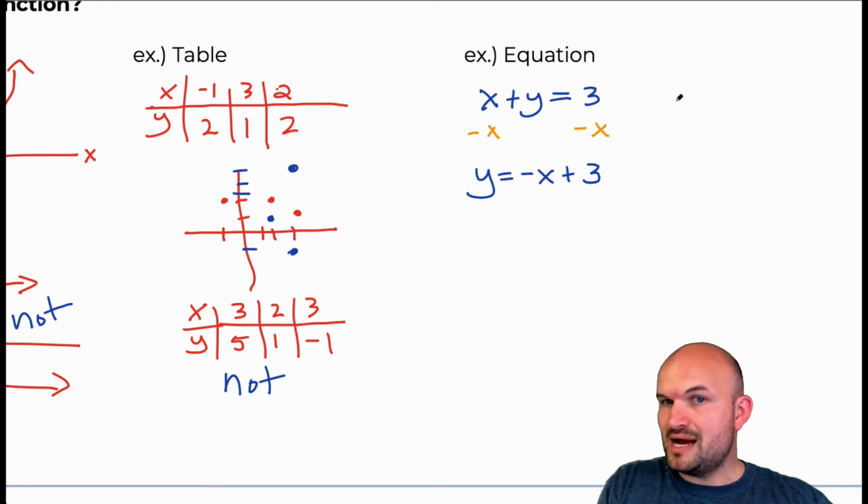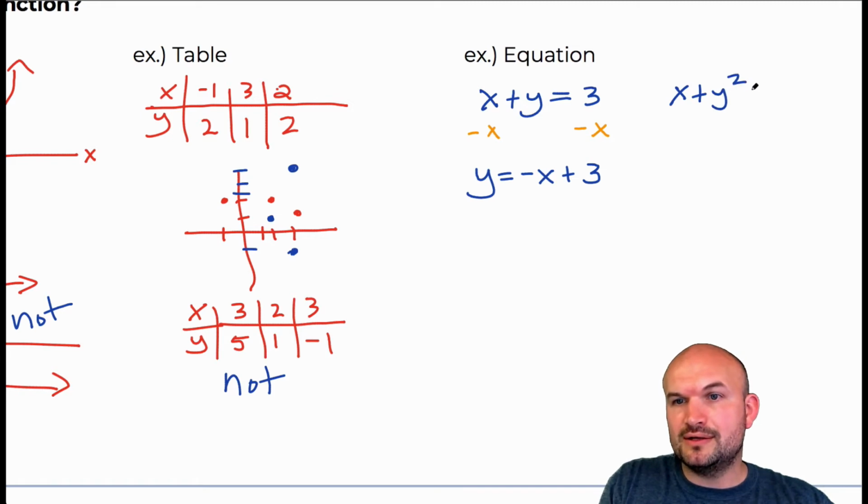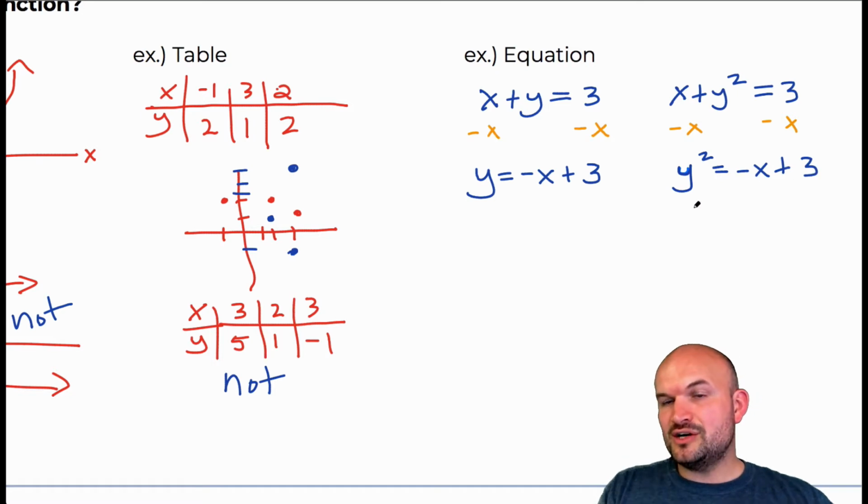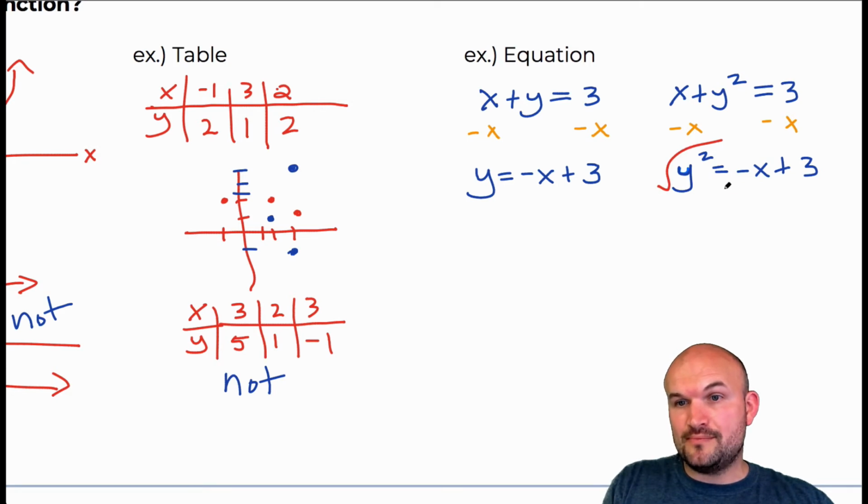So I can mess around with this. If I had x plus y squared equals 3, follow the same process, right? Subtract an x, subtract an x. Now I have y squared equals negative x plus 3. And here comes our issue, because now to solve for y, I still have to do a second step. I have to take the square root, right? So now when I take the square root, check this out. I get y equals plus or minus the square root of negative x plus 3, because when you introduce a square root, you have to use plus or minus.